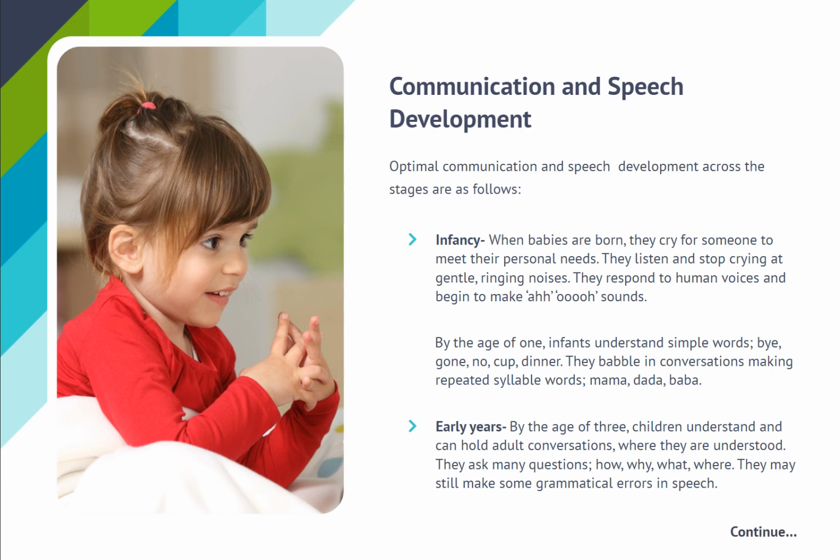Early years. By the age of 3, children understand and can hold adult conversations where they are understood. They ask many questions: how, why, what, where. They may still make some grammatical errors in speech.